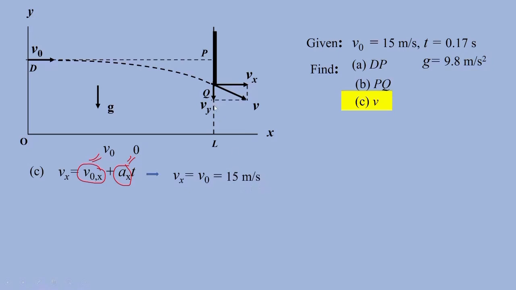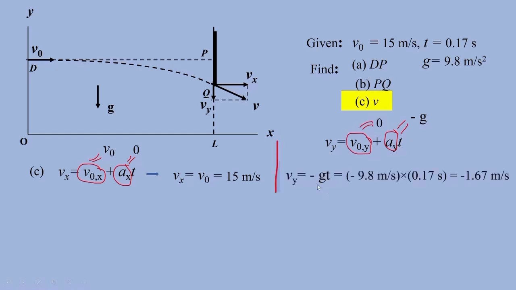To find y component, we will use another equation of kinematics. In this equation, ay is negative g, v0y is 0, and vy is negative g times t, or plugging in the numbers, we have the answer, vy equal negative 1.67 meters per second.